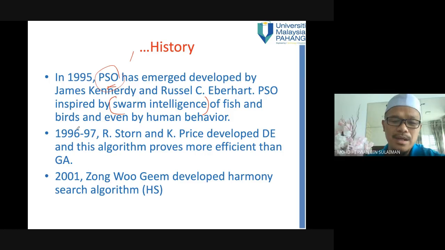Okay. And then in 1996-97, Storn and Price developed DE. DE stands for differential evolution. Okay, differential evolution.